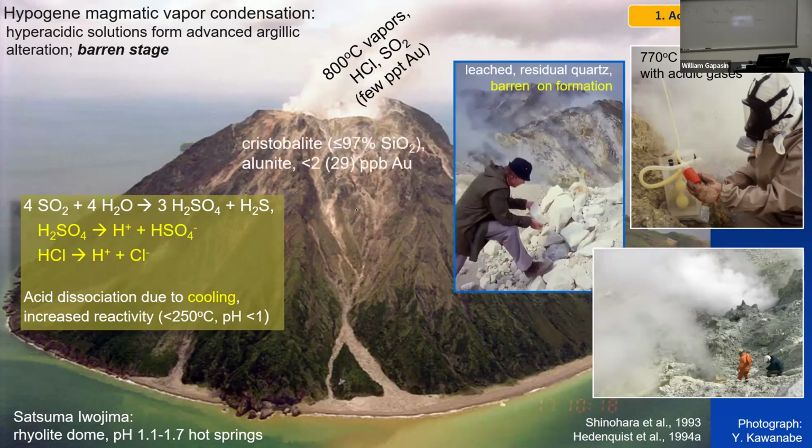Crystallite, up to 97% silica. Here's the rhyolite. Bernd Greenbach is looking at these vapor condensates having leached everything from the rock, leaving behind residual amorphous silica, eventually crystallizing to quartz. Alunite, some montmorillonite, other clays through here, less than 2 ppb gold, except for one sublimate of 29 ppb. This is a barren alteration scheme.